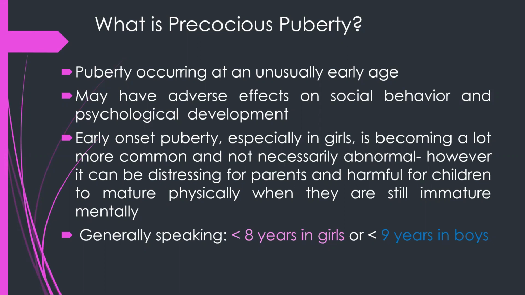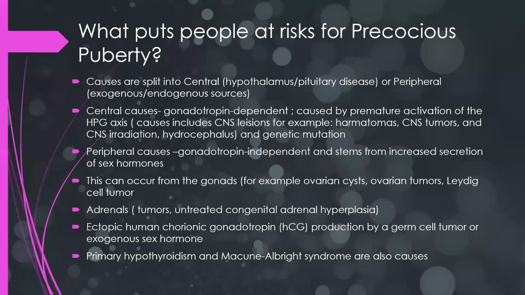Early onset puberty, especially in girls, is becoming a lot more common and not necessarily abnormal, however, it can be distressing for parents and harmful for children to mature physically when they are still immature mentally. Generally speaking, it is less than 8 years of age in girls and less than 9 years of age in boys.